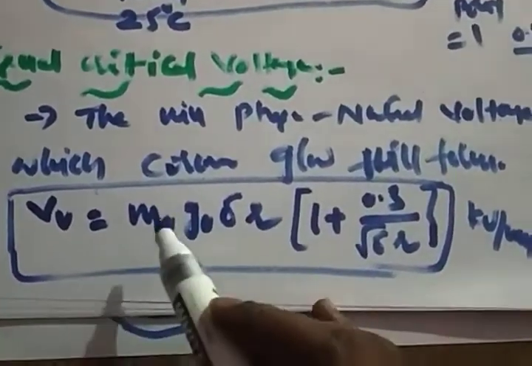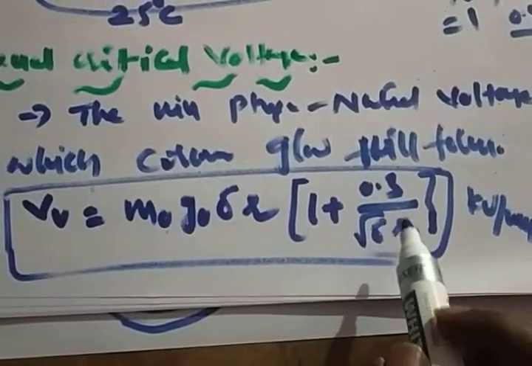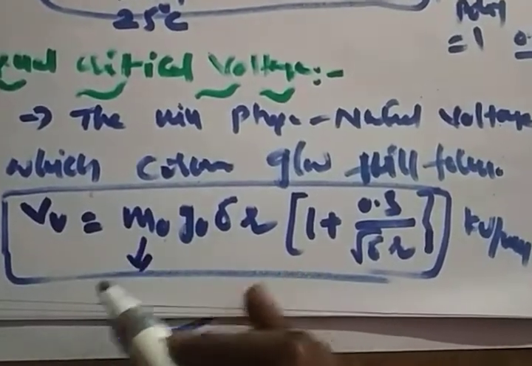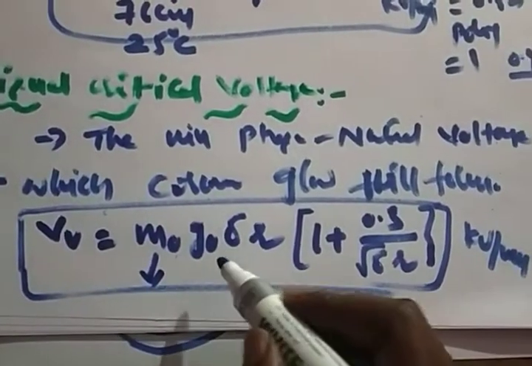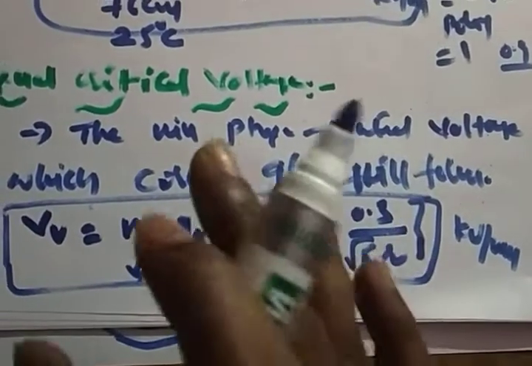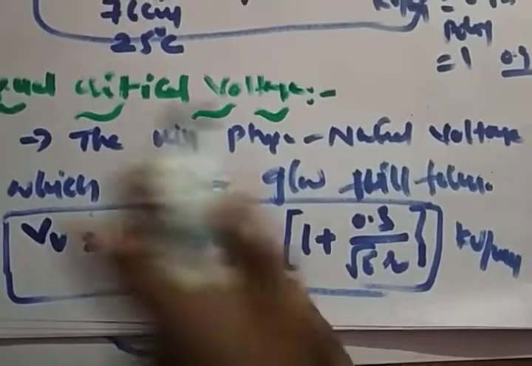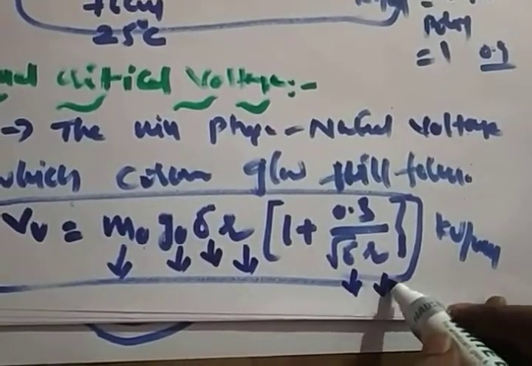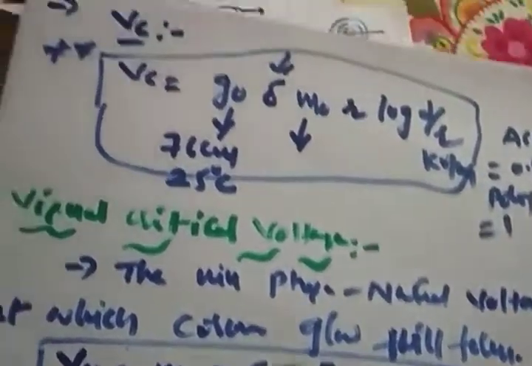For the formula, m naught g naught delta r into 1 plus 0.3 by square root of delta r, we don't have any derivation. So what is m naught? m naught is the irregularity factor, as you choose different types of conductors. g naught is the potential gradient at which the air breakdown occurs. Delta is the air density factor, for different atmospheric conditions. r is the radius. You know the delta, you know the r. For m naught, you have to take the value for different conductors.